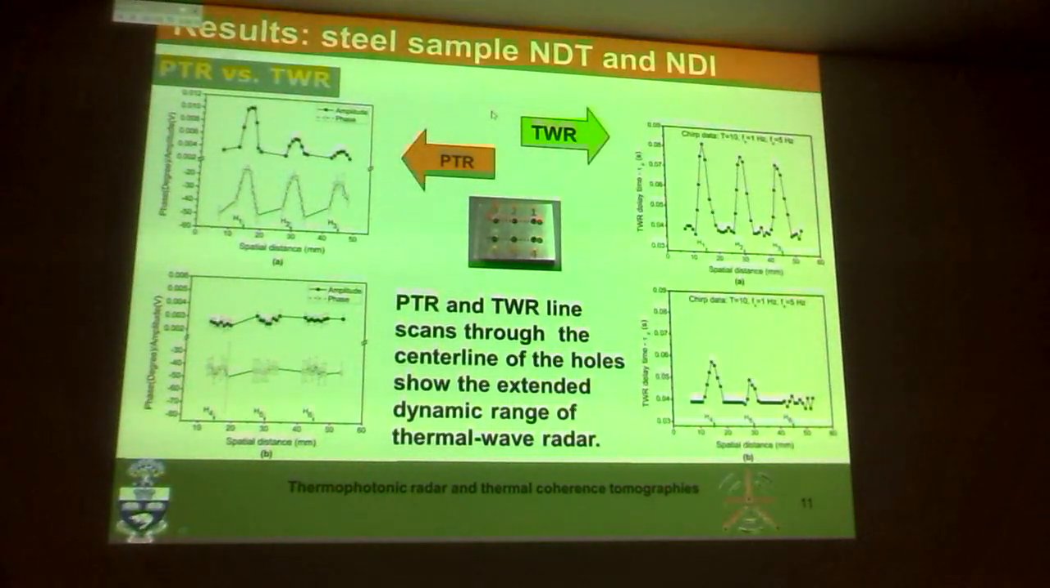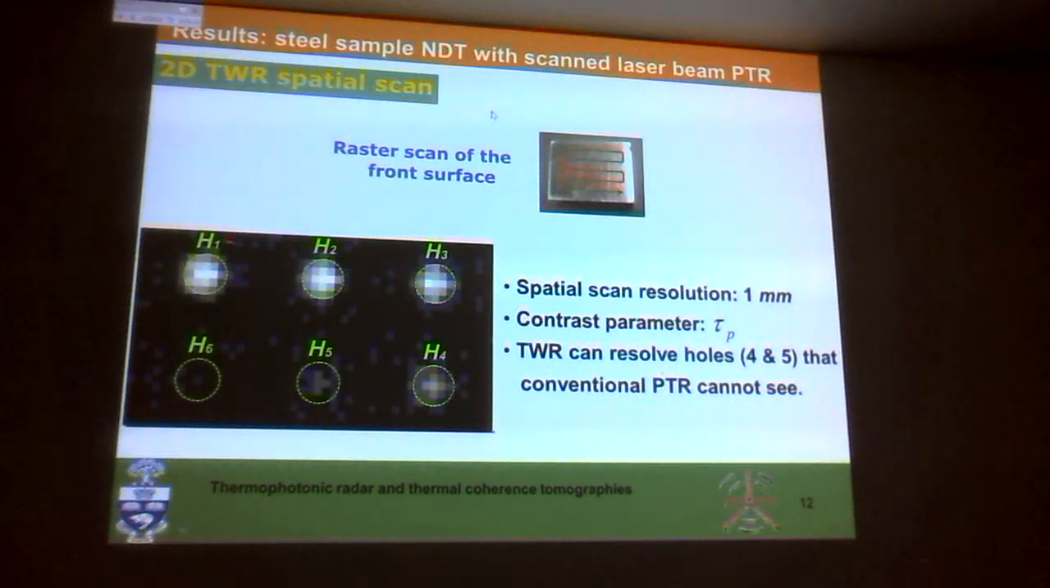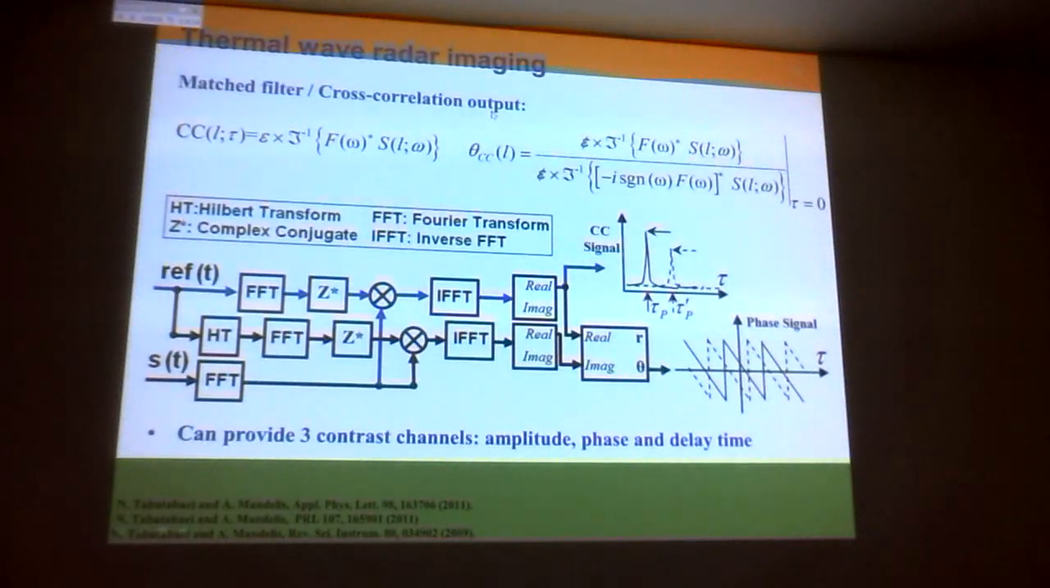So the thermal wave radar is definitely an improvement over the single frequency measurement. And these are the kinds of things that you see. These are the holes in increasing depth, and you see these 5, and maybe you don't see the 6th. But then you can also use the imaging. You can do imaging exactly the same way that we mentioned before, the real part and the imaginary part, so you can get an amplitude and a phase based on the radar principles.